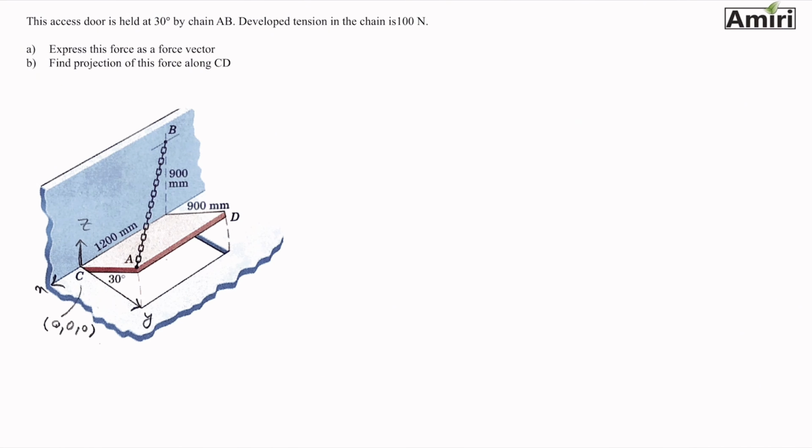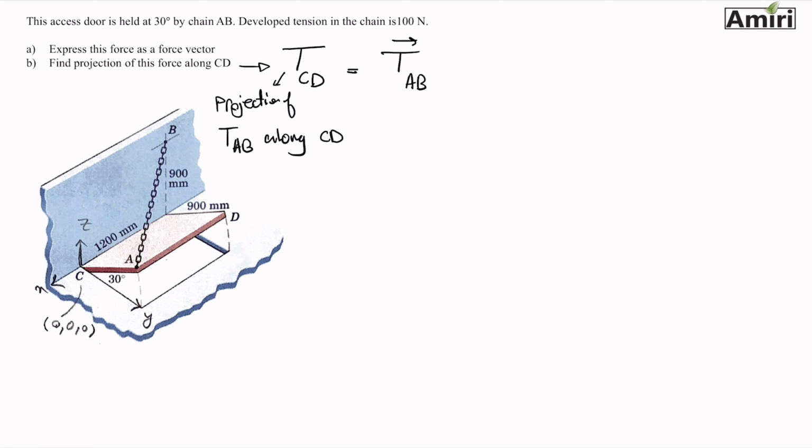In order to find the projection of any force along any direction, you have to dot product that force by the unit vector of that direction. That means in order to find the projection of tension AB along direction CD, I have to dot product the vector I just found in part A by the unit vector of that direction.